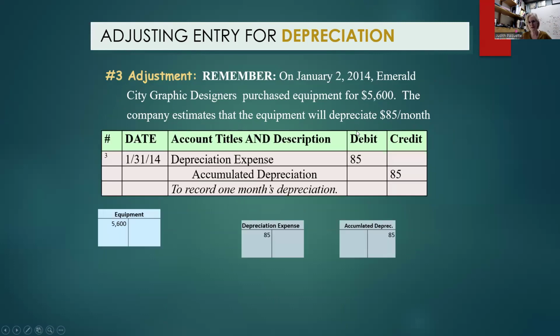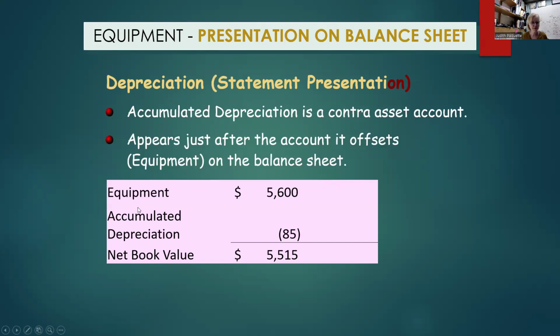So this journal entry is different because it doesn't credit the equipment account. It credits accumulated depreciation. We track it separately from the equipment. So we debit depreciation expense, credit accumulated depreciation. And then here's how it looks. 5,600 is the original value in the equipment account. And then in a separate T account, we track accumulated depreciation.